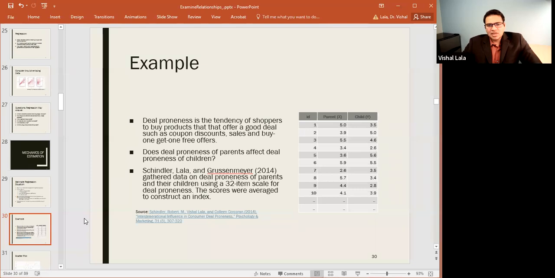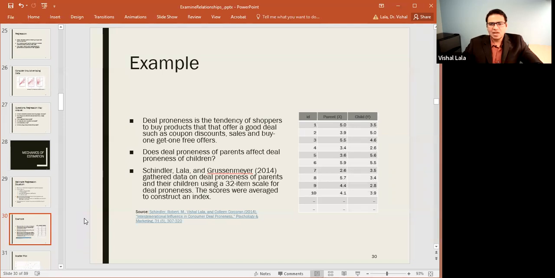Specifically, we were curious to see if children were in any way like their parents with regard to deal proneness. You've all known and observed that tall parents have tall kids, and parents impart upon kids various habits, behaviors, and so on, so forth. We were curious to see if children in some way inherit marketplace behaviors, specifically deal-prone behaviors.